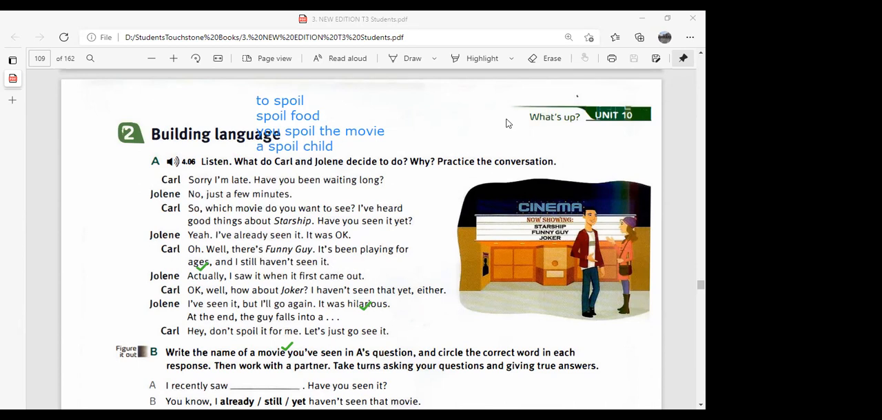Sorry, I am late. Have you been waiting long? No, just a few minutes. So, which movie do you want to see? I've heard good things about Starship. Have you seen it yet? Yeah. I already saw it, it was okay. Oh well, there's a funny guy. It's been playing for ages, and I still haven't seen it. Actually, I saw it when it first came out. Okay, well, how about Joker? I haven't seen that yet either. I've seen it, but I'll go again. It was hilarious. At the end, the guy falls into a... Hey, don't spoil it for me. Let's just go see it.